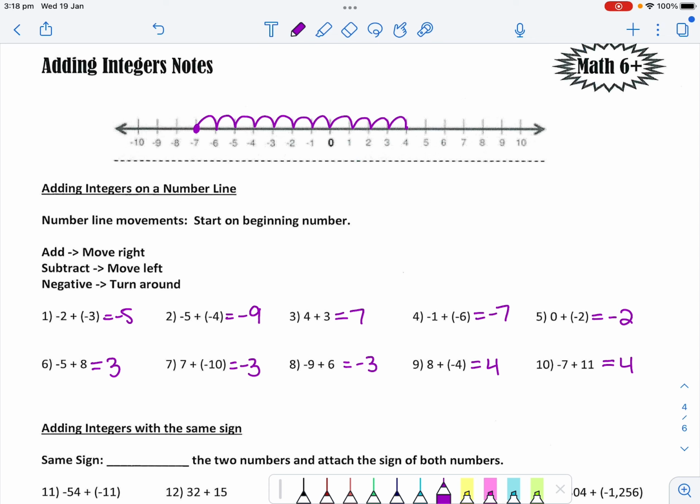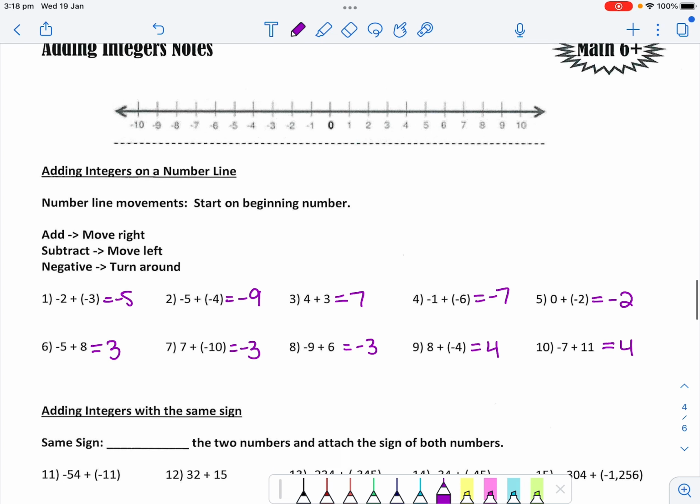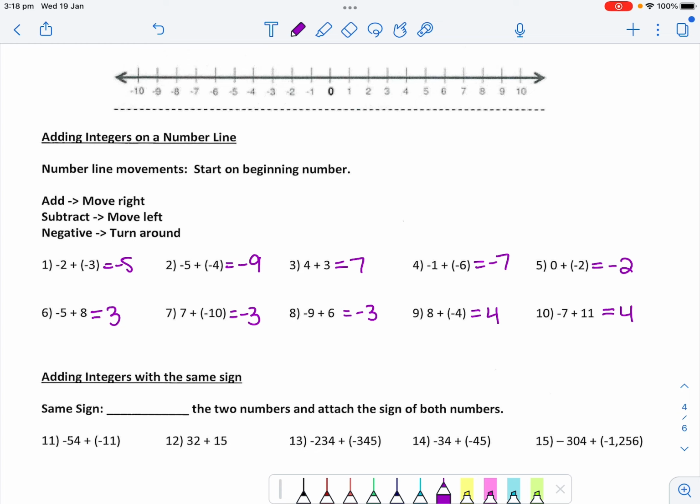So now that we've done this a few times, you may have noticed a pattern that we can establish through this, and we can write a rule for adding integers with the same sign or adding integers with the opposite signs. Notice that when the integers have the same sign, so number 1, number 2, number 3, number 4, that's all the ones that have the same sign. Notice that if they were both negative, the answer stayed negative. If they were both positive, the answer was positive.